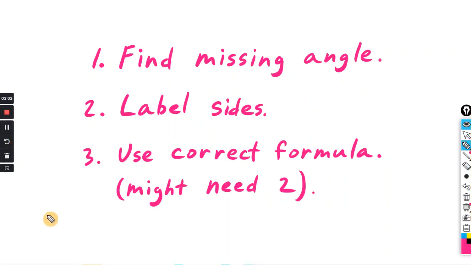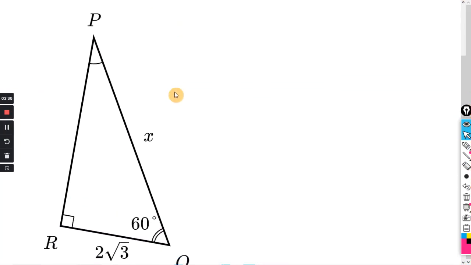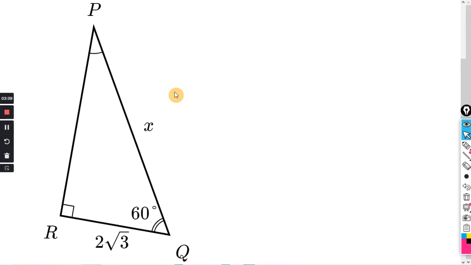So there's going to be three main steps for these problems. You want to find the missing angle, because they're usually only going to give you two angles. You want to label the sides, and then you want to use the correct formula. And I put in parentheses, you might need two. For the 30, 60, 90 triangle, you might need to use both formulas to get the answer. So these are the three steps. Now there's going to be a write-up for each problem, but you don't need to read it. You can if it helps, but everything they mention in the write-up is labeled on the triangle.